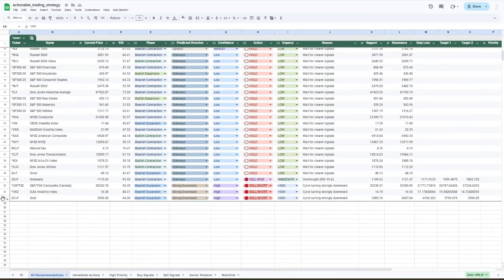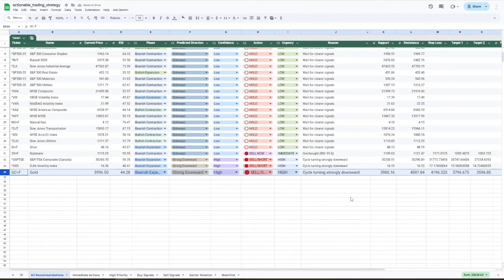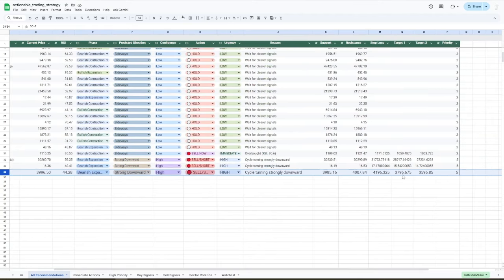Another interesting thing for the day traders is gold. So we have a bearish expansion and a strong downward trend. Want to make it larger? I think you should be able to read it. Yeah, strong downward trend. The confidence of the signal is very high, and the action is sell short, and the urgency is high. What it tells us is the cycle is turning strongly downward. And you have support at 39.85, resistance at 4,007 bucks, and it even comes up with some targets.